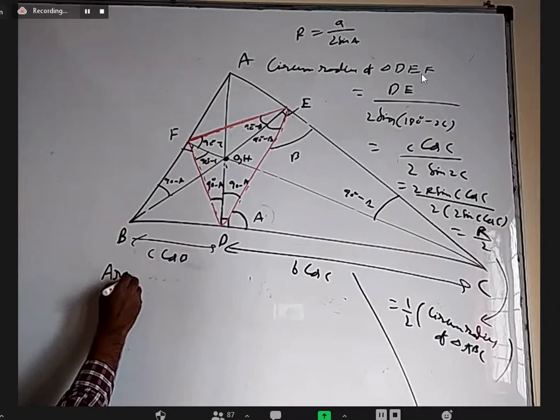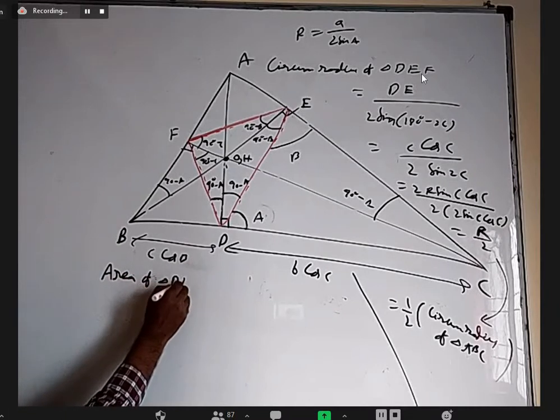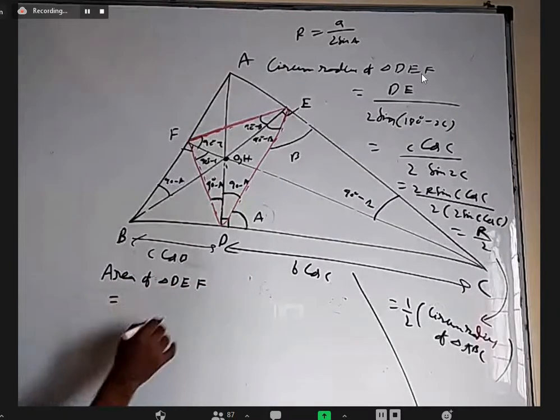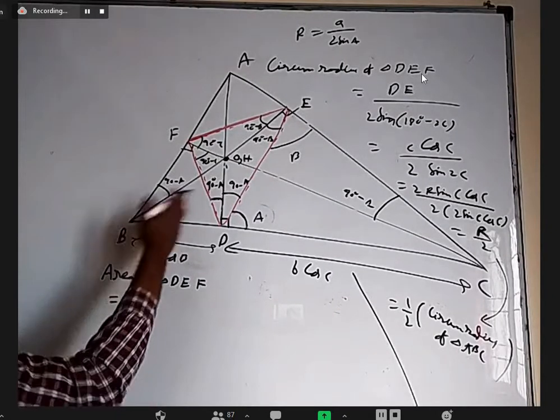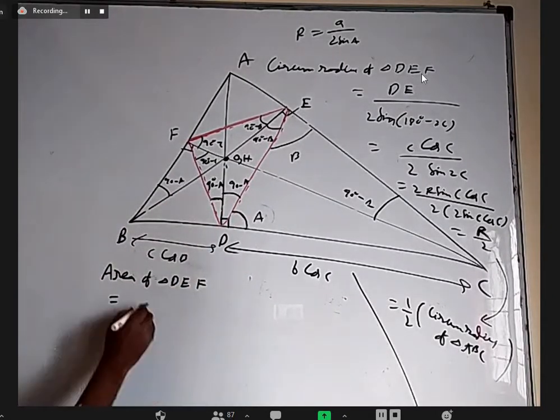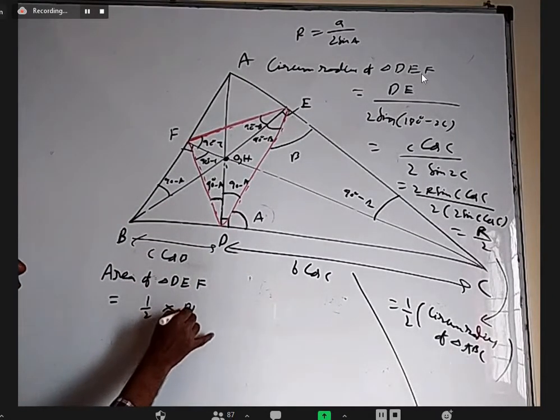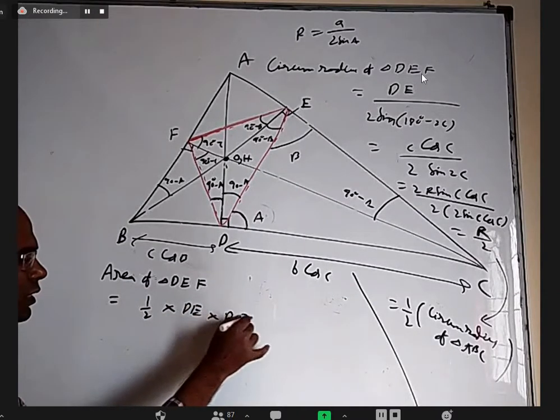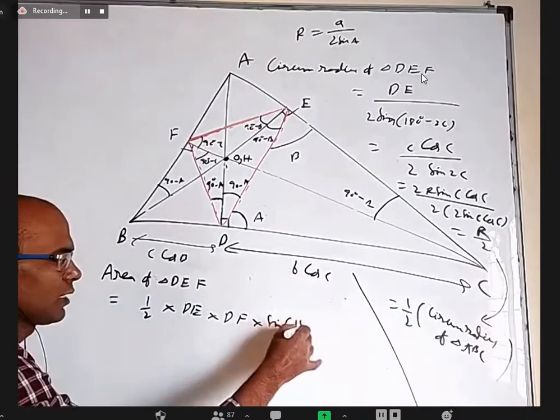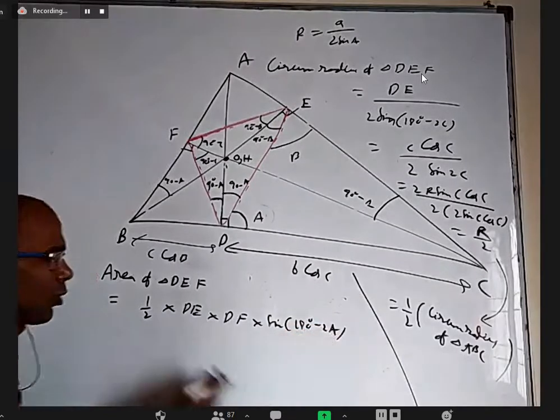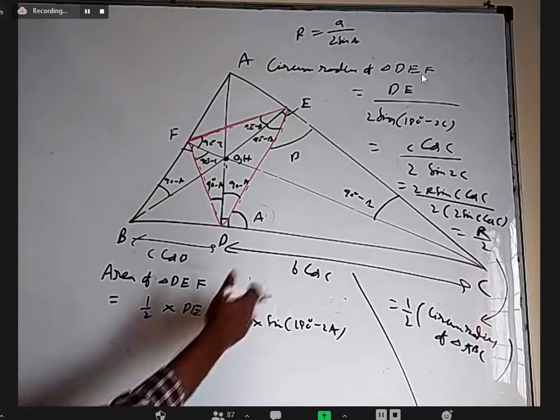Okay, area of triangle DEF. For any triangle, area is the product of two adjacent sides into the sine of the angle between them. So I can write half into DE into DF into sine of 180 minus 2A. Product of two sides into sine of included angle.